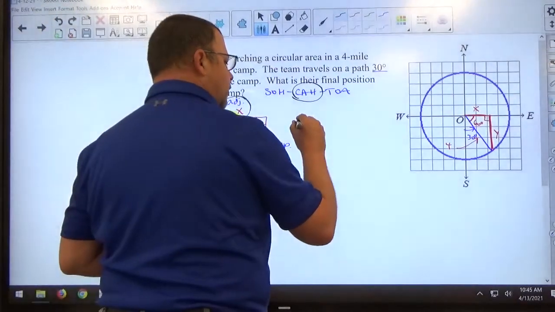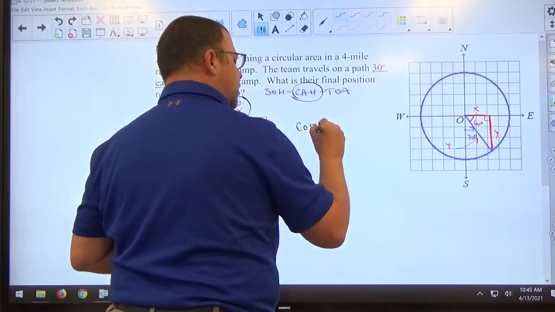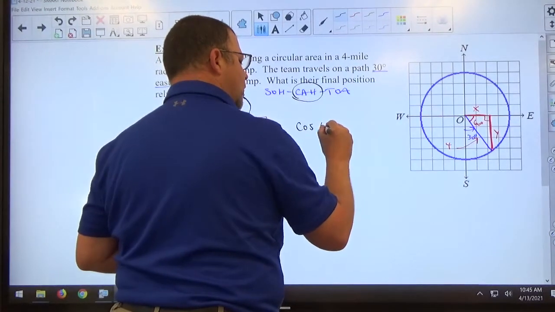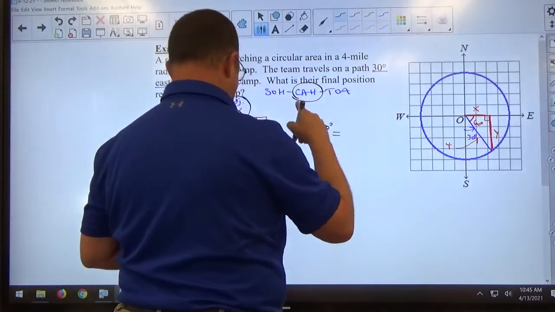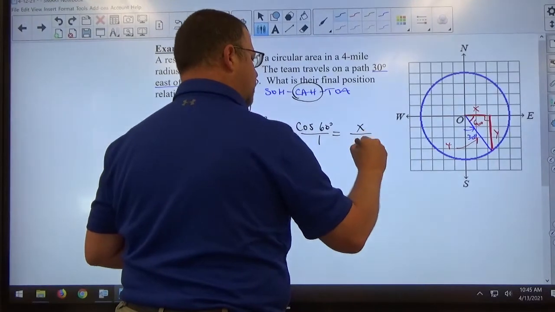And if I wrote my trig ratio out, it's going to say this: cosine of 60 degrees equals adjacent x over hypotenuse 4.